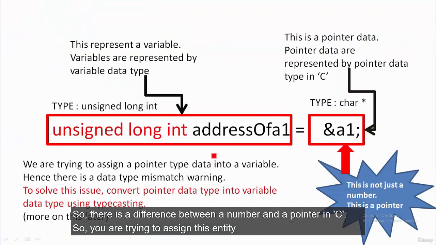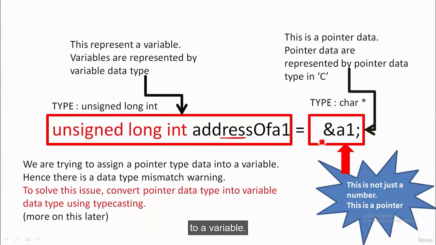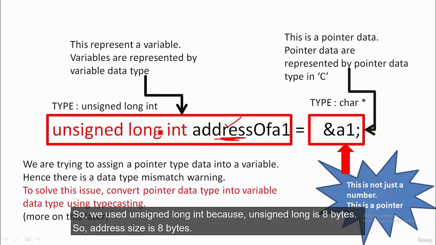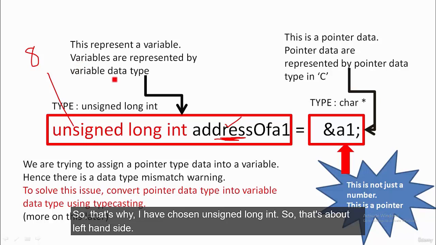So you are trying to assign this entity to a variable, right? So this actually represents a variable. Here the data type of this one is unsigned long int. We used unsigned long int because unsigned long is 8 bytes, and the address size is 8 bytes. That's why I have chosen unsigned long int. So that's about the left hand side.